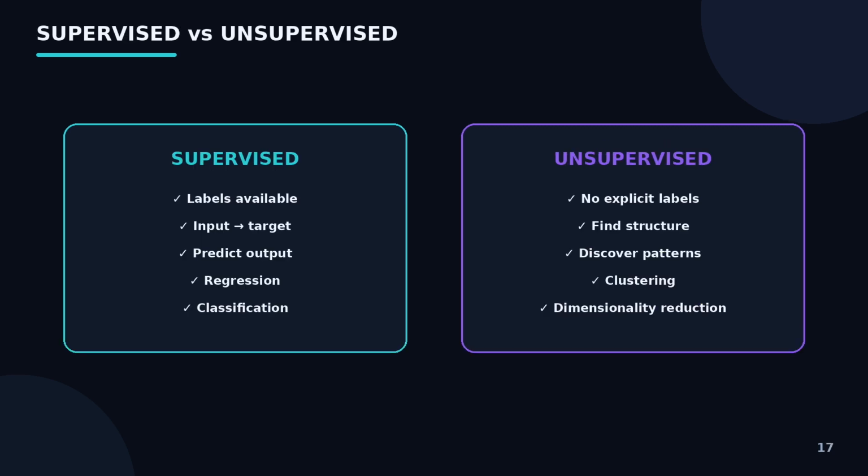Supervised learning asks, given these inputs, what should be the answer? Unsupervised learning asks, what structure or patterns exist inside this data? Supervised learning has a target, and unsupervised learning generally doesn't. And this difference determines the algorithms, training process, and evaluation methods we will use.